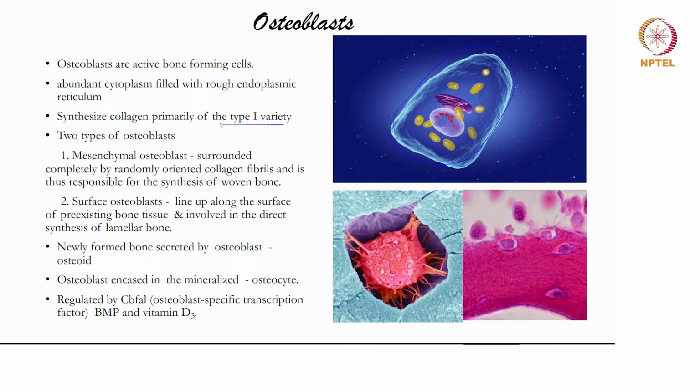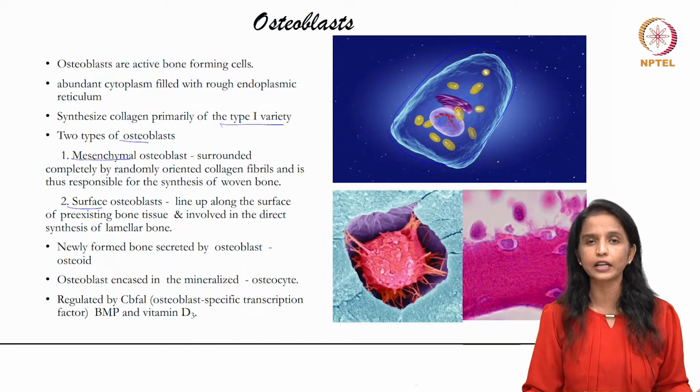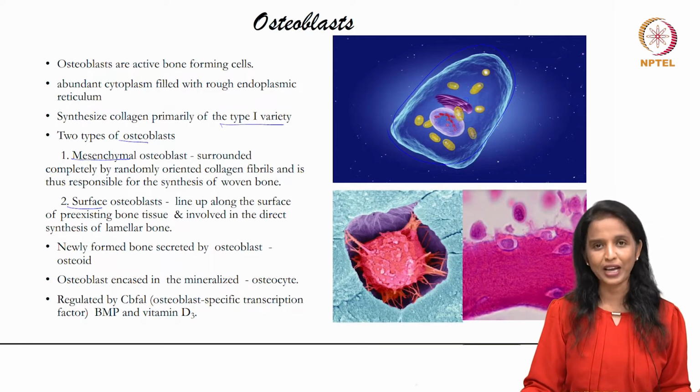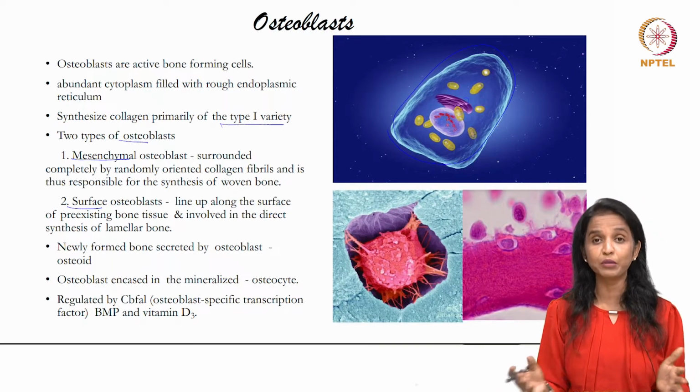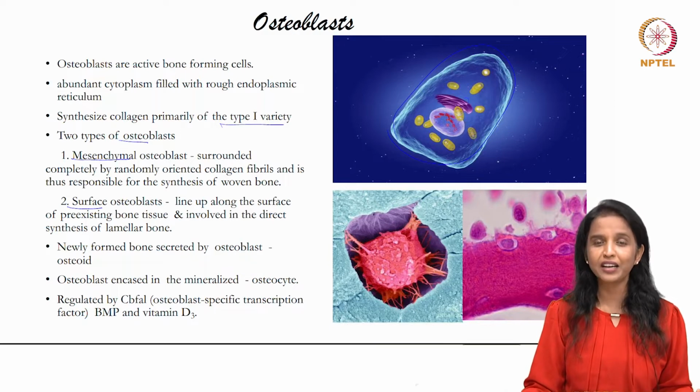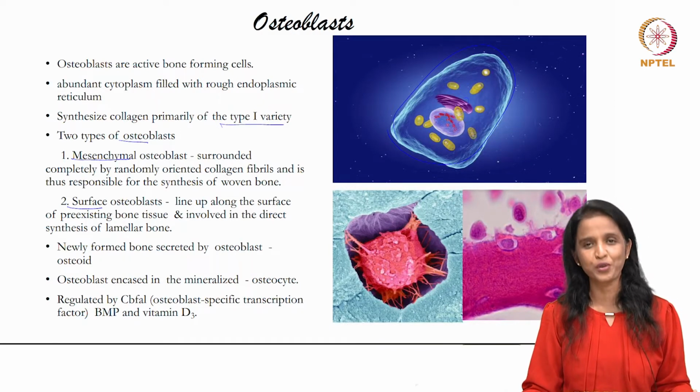Osteoblast, as the name implies, is the formative cell of the bone. There are two types of osteoblasts, the mesenchymal and the surface. As the word indicates, mesenchymal osteoblasts are those surrounded by the collagen fibers, or intermingled between the collagen fibers, and are responsible for formation of woven bone.